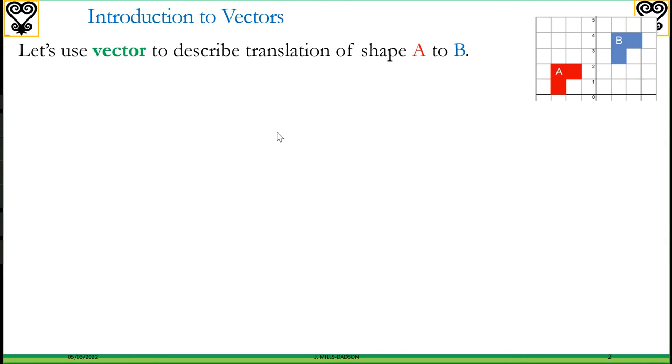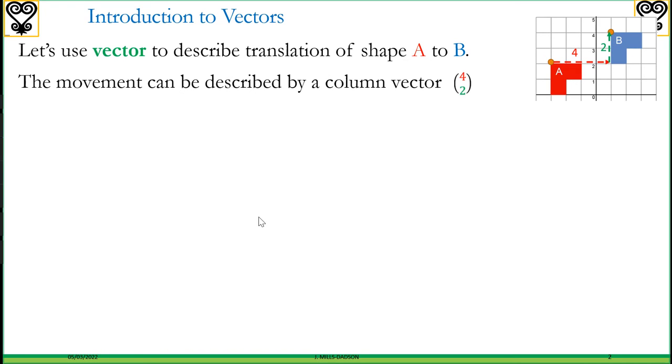So let's look at a simple example. If you want to consider translation of A to B, or movement of shape A to B, the best thing is to pick two corresponding points. Then we see how far it moved. First, let's check the horizontal movement. You realize that this point has moved 4 units to the right. So that's the horizontal movement. Then 2 units up. That is the vertical movement. So using vectors, we can say the movement can be described by a column vector 4, 2.